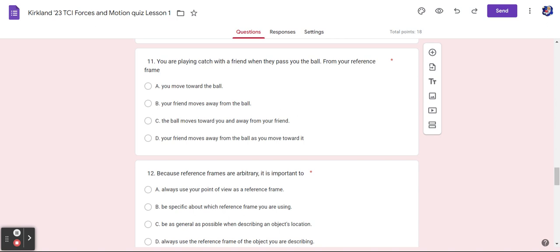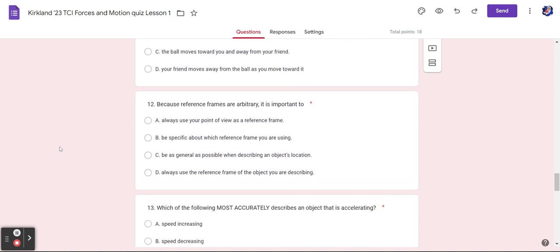Number 12. Because reference frames are arbitrary, it's important to A, always use your point of view as a reference frame. B, be specific about which reference frame you are using. C, be as general as possible when describing an object's location. D, always use the reference frame of the object you are describing.